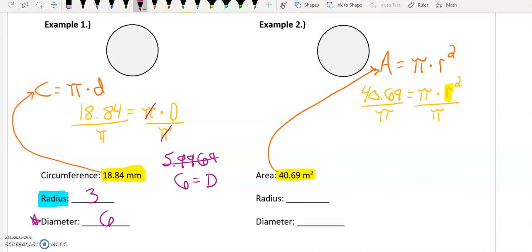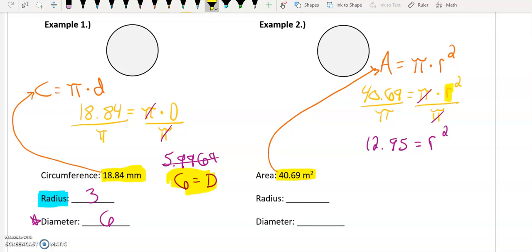So I need to use my calculator, 40.69 divided by our pi button. When I divide it by my pi button, that gives me 12.95 equals, and again the pi is canceled out, so that gives me r squared. This is the only difference between the area and circumference process. Usually with circumference, you got diameter and you'd be done, and you could write that down as your answer and move along.